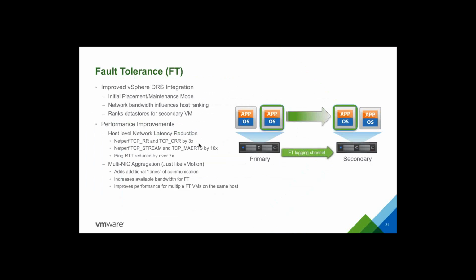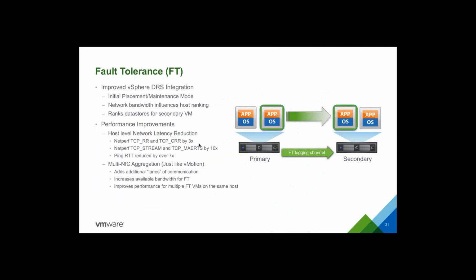So you'll need that dedicated 10 gig link to do the fault tolerance logging, and you'll still need the shared storage for the primary VMX file and the tiebreaker files. The VMDK files can reside on dedicated storage, similar to how you could do that with vSphere 6. So that hasn't changed. However, we've made some functionality improvements where we now integrate better with DRS when doing FT VMs.